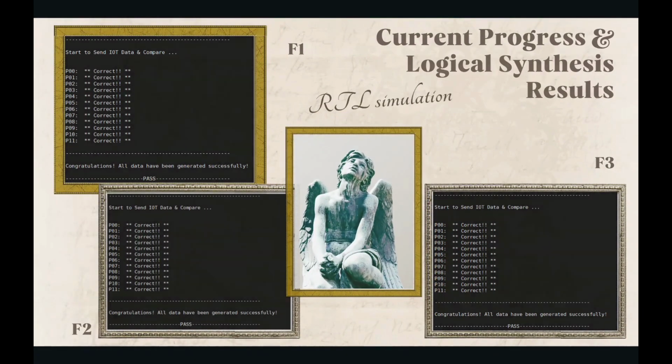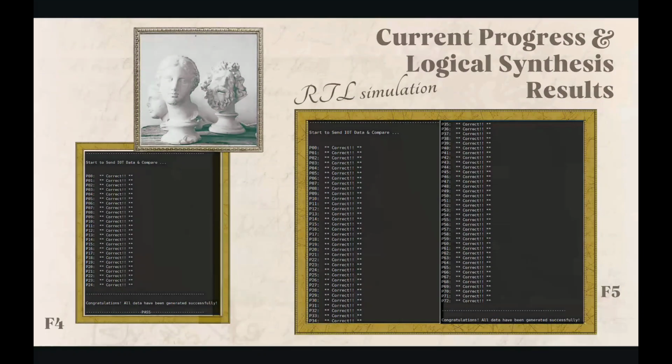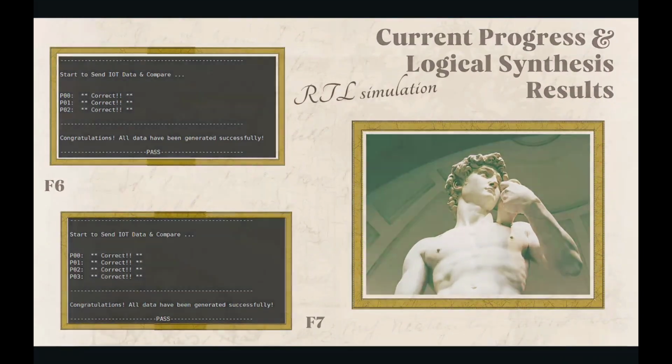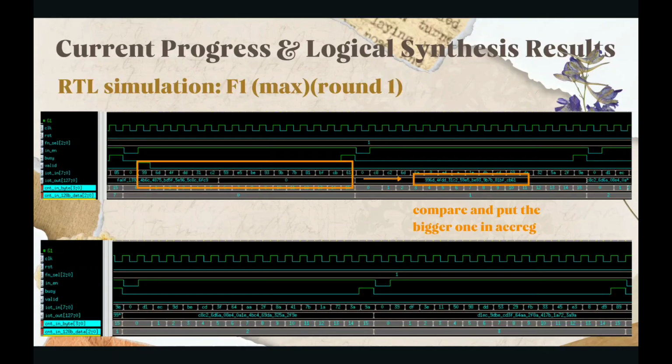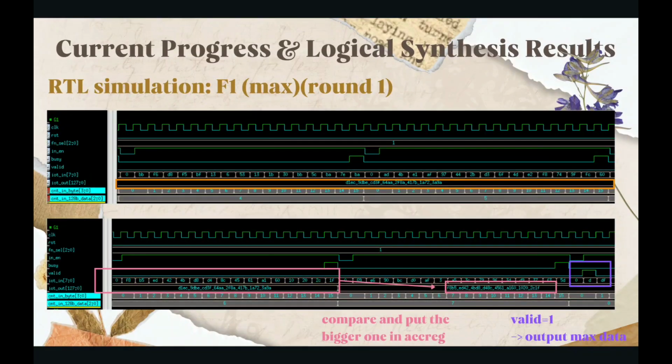And this is our RTL path simulation from function 1 to function 7. For function 1, in this waveform, when each 128 bits data input is complete, it will be compared with the data in the ACC register. The larger one will be stored back to the ACC register. Signal valid will convert to high after each round to output IoT out.